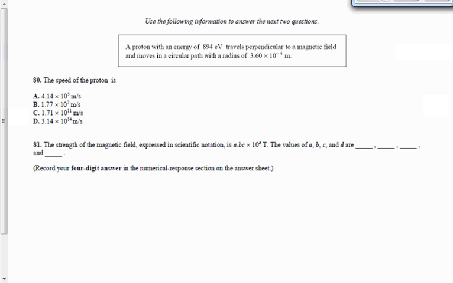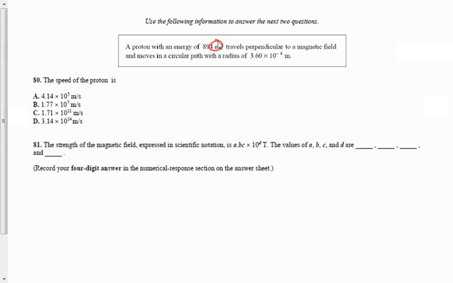All right, let's take a look here, guys. If you're anything like me on this question, you end up trying the wrong thing first, because that's what I did the first time I saw this question. So there's a proton with an energy of 894 electron volts. That's a little bit different. We know that we're usually in joules and we want to be in joules. If we need that, we'll convert it later on. It goes through a circular path with a radius of 3.6 times 10 to the minus 4. We want to find the speed of the proton.